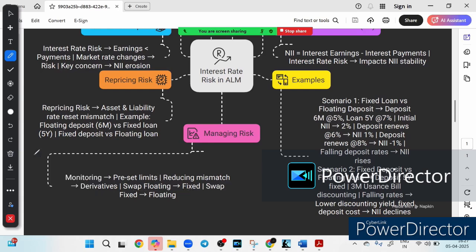So friends, interest rate risk is a game changer in banking. If not managed well, it can shrink profit and cause financial instability. But with a proper ALM strategy, banks ensure they stay profitable no matter how interest rates might move.